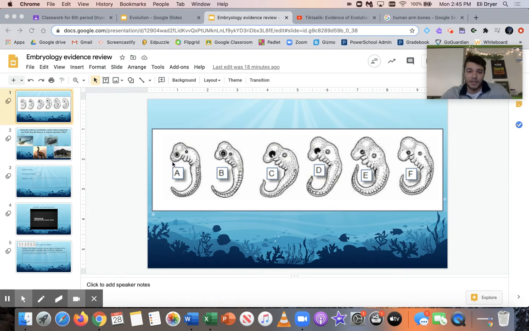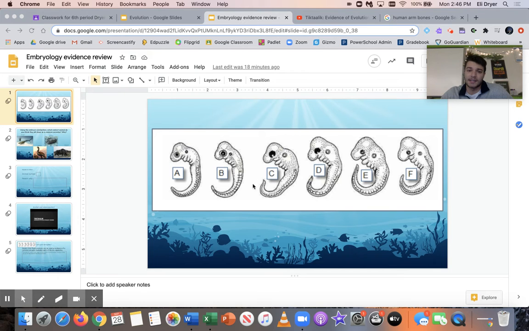And so this one, I believe, was a fish. This was a salamander. This was a rabbit. This was a human. Or this one was a human. This was a bunny. This was a pig. So these are all different animals. But what we noticed on Friday and what we talked about today is that they all have similar characteristics.